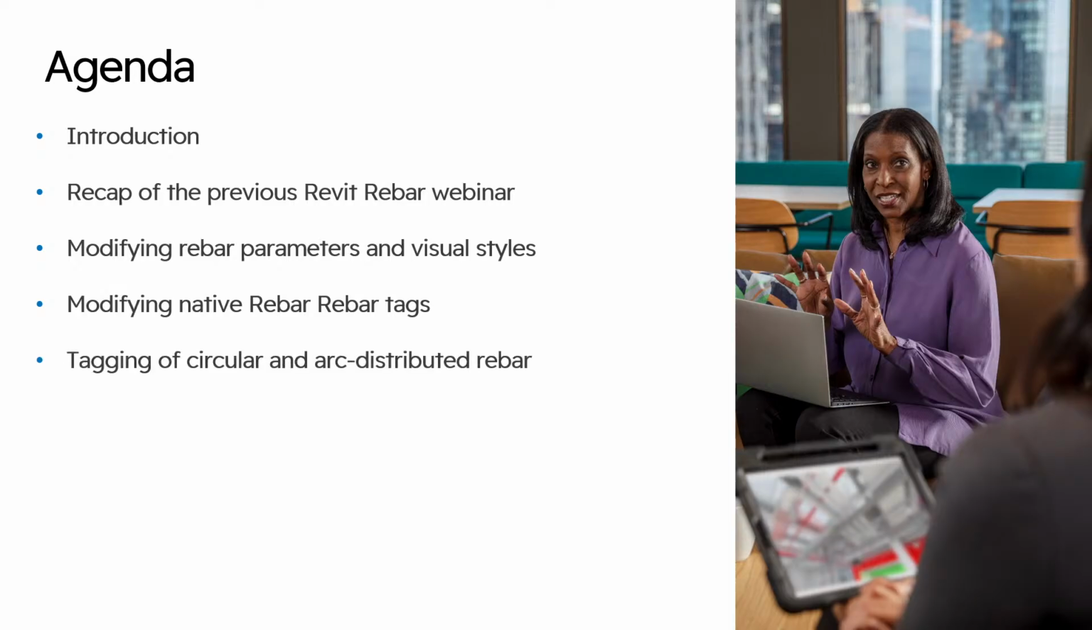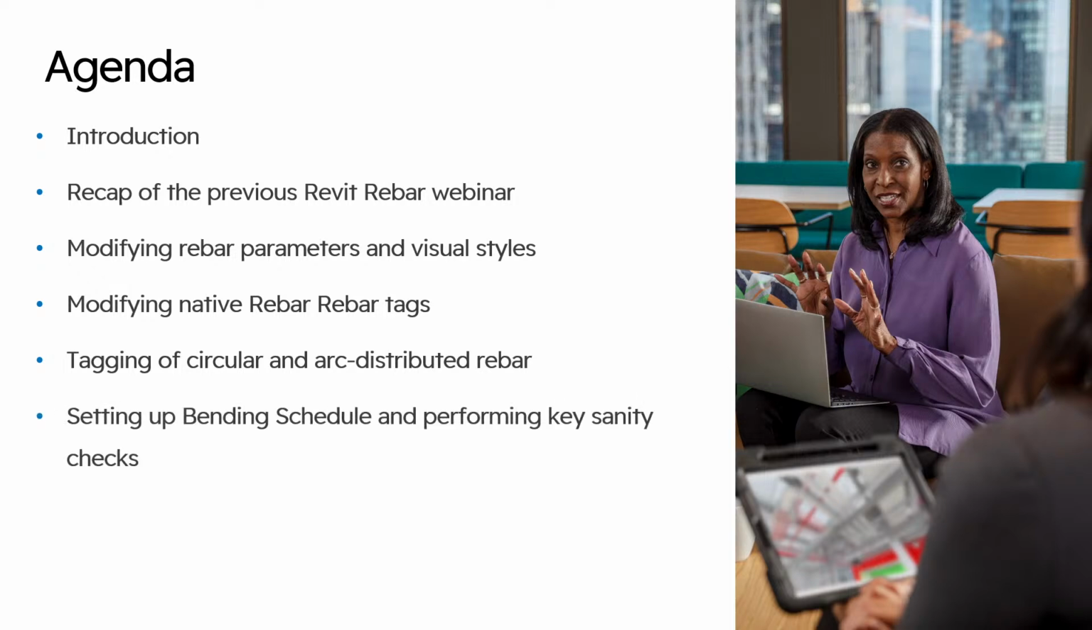We'll look at the tagging of circular and arc distributed rebar. Then we'll look at setting up bending schedules and performing key sanity checks. Now, it's very important that with this particular section you keep in mind that just that line alone we can actually devote a couple of hours to, just troubleshooting different processes. So that will be semi-brief. We'll look at some of the key things, but we are probably looking at a webinar that just deals with that alone at some point in the future. And then, of course, we have our typical conclusion.